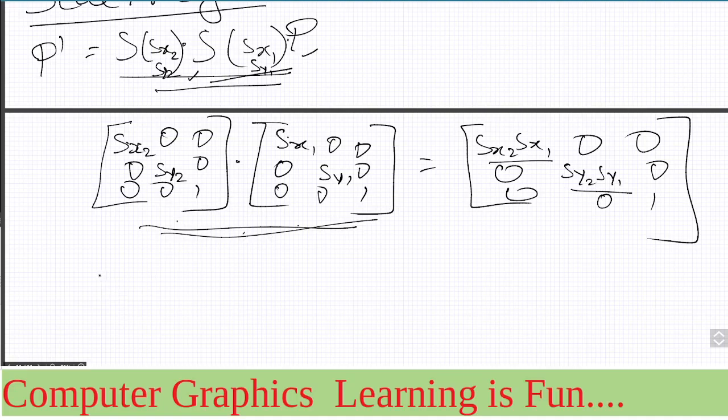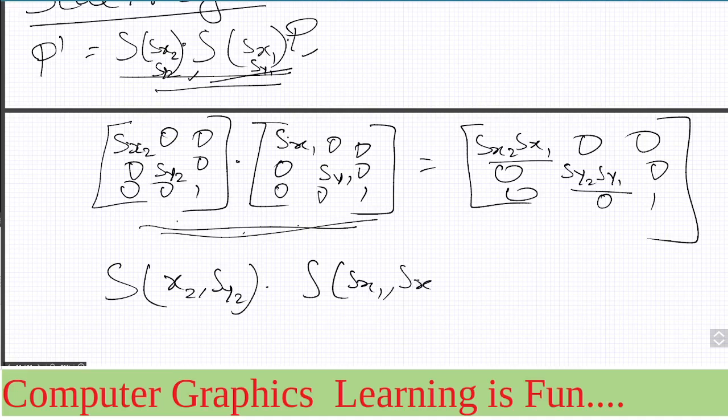If you have successive scaling operations with SX2, SY2 and SX1, SY1, then you can club it together and you can write it something like SX1 into SX2, whatever the multiplication is, it is commutative, and SY1 into SY2. Easy to understand? Is it okay? Yes, sir.